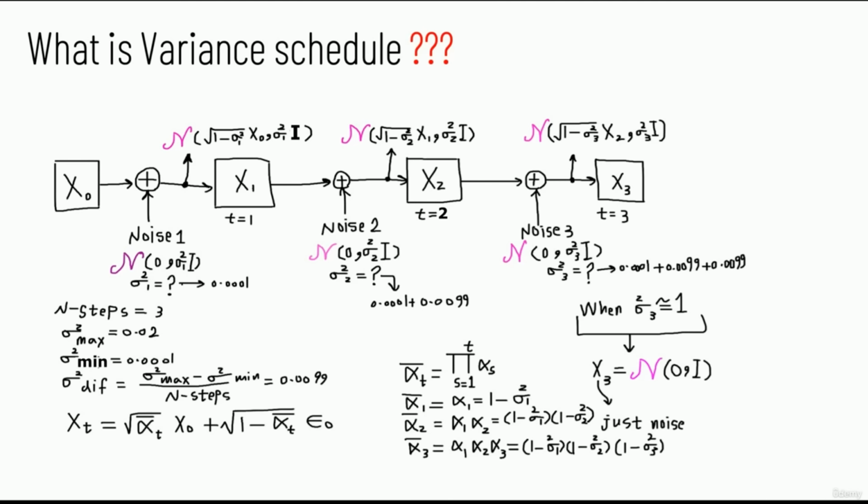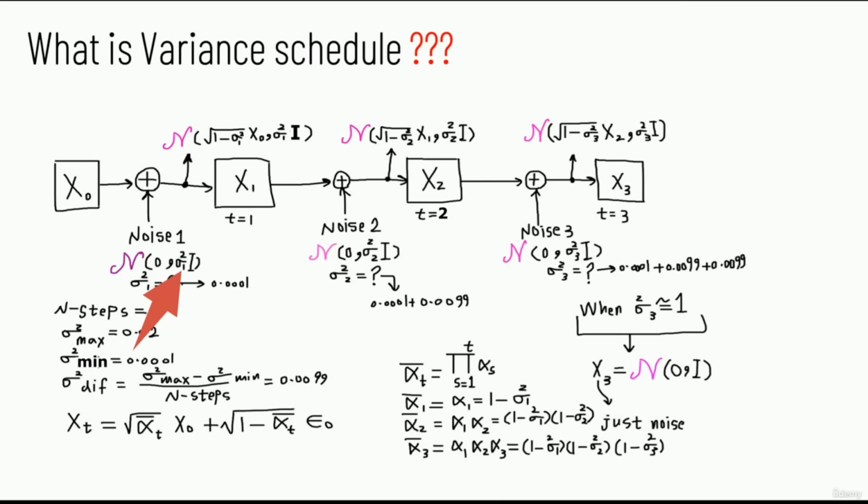Hi, in this video we'll talk about variance schedule. Let's say that we have x0, which is our clear image. We will add noise to this image. Let's call it noise 1. Here, the level of this noise will be very small. And as we said previously, we will use the standard deviation of the Gaussian noise to control the level of the noise that we will add.